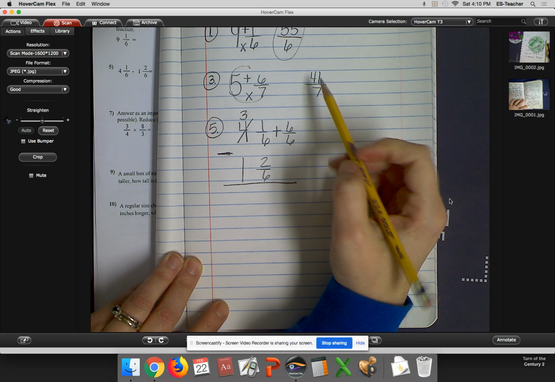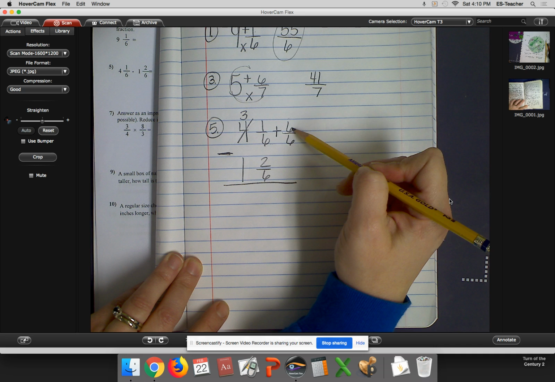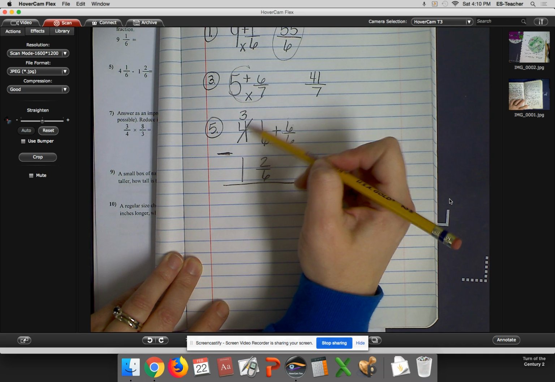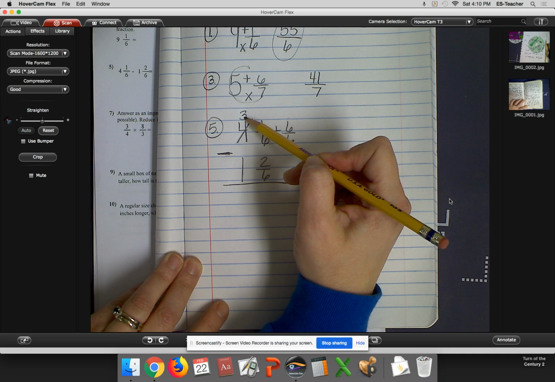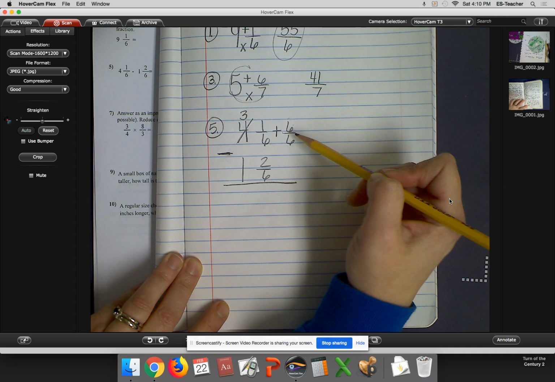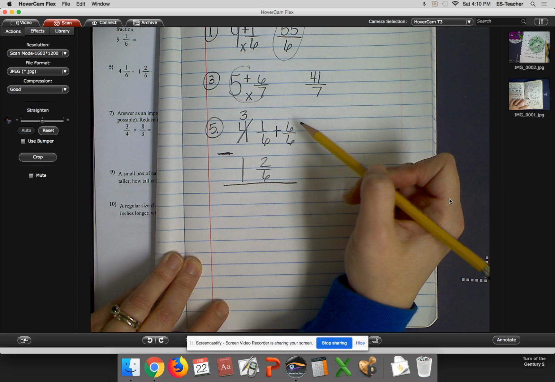In case you don't remember, why am I adding 6 over 6? Because 6 over 6 is equal to 1. So all I did was I took 1 from here and I just put it over here. So I still have 4 and 1/6. I just wrote it in a different way. Remember, it's just like having a dollar bill. You can change that into 4 quarters, but the value doesn't change. You still have a dollar, right?